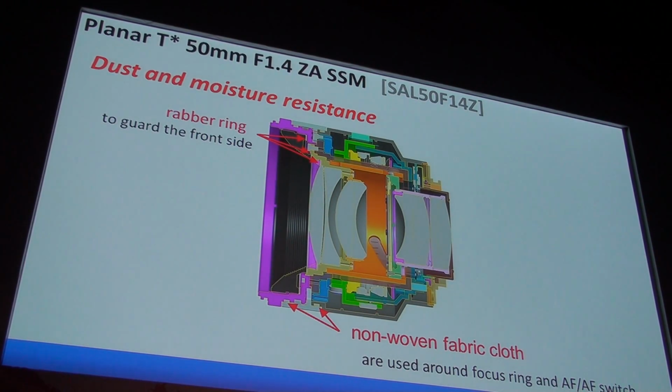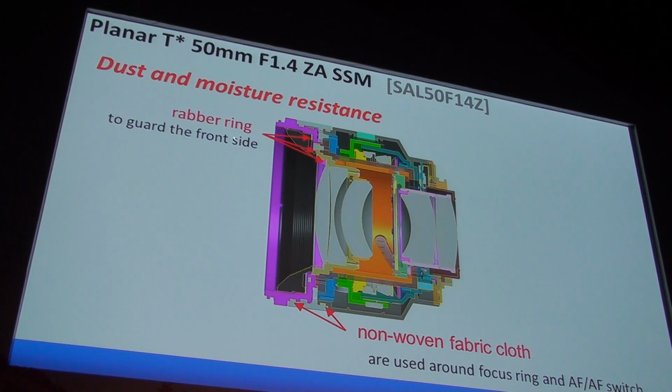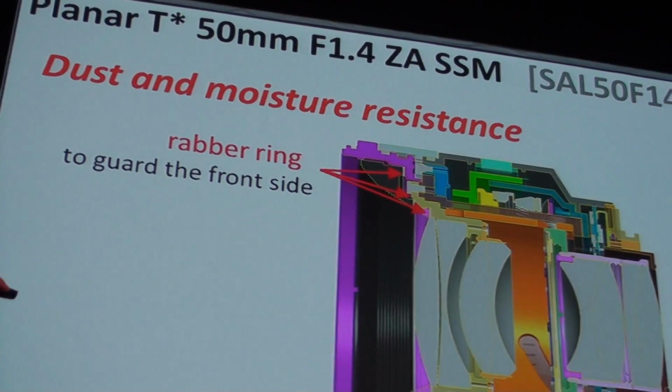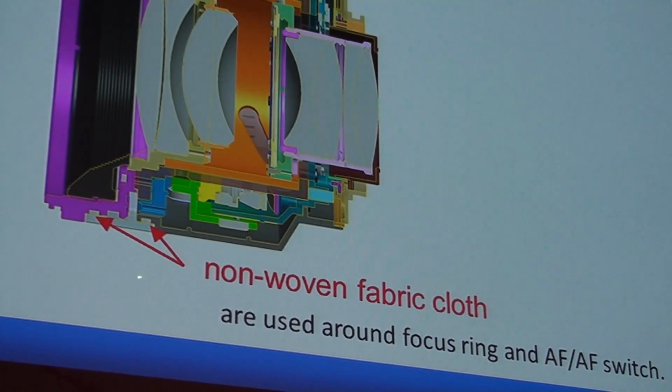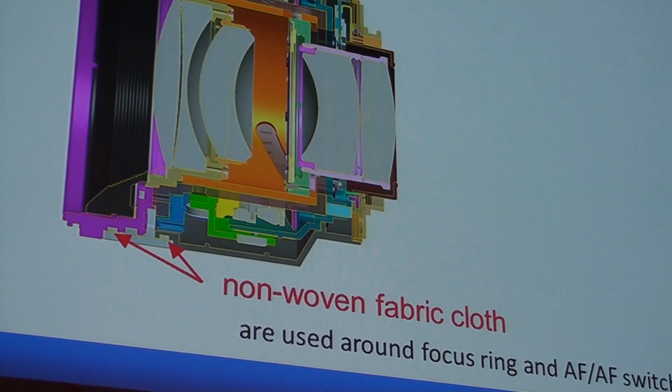So I'd like to explain the dust and moisture resistance. There is normally a seal to guard the front side, and a low-dust fabric cloth is used around the focusing lens, and the autofocus and manual focus switch.